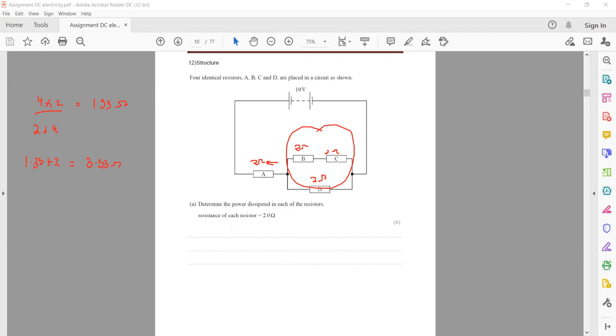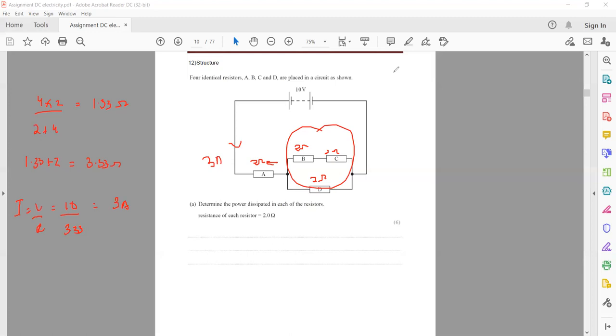So the total current in the circuit: V is equal to IR, so I is equal to V divided by R. The combined voltage of the circuit is 10 and the total resistance is 3.33. So the total current is 3 amperes. So the total current which entered the circuit is 3 amps.